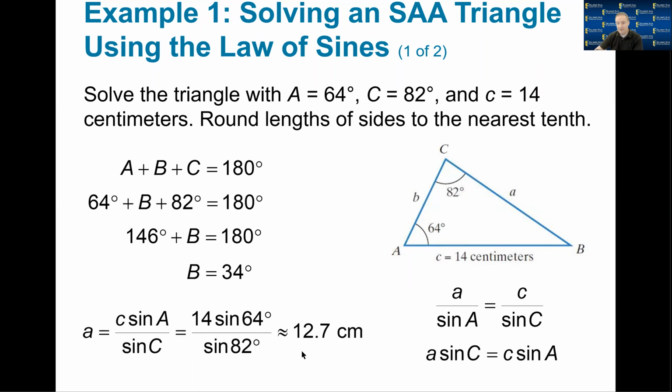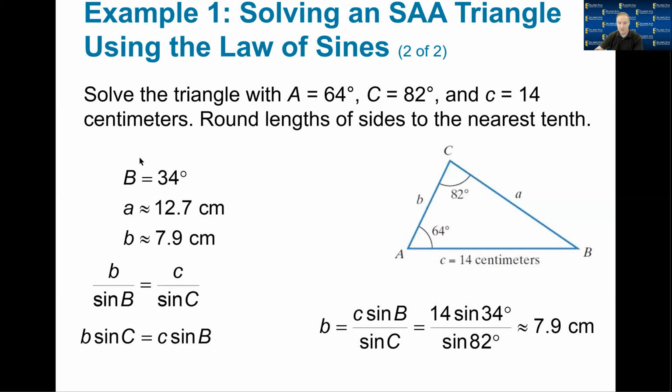Now, for the next value, we're still trying to find the length of side B. And in this problem, we've already found angle B to be 34. So I just brought that over to the next page. We know angle B is 34. We've already found side A. We're trying to find side B on this slide.